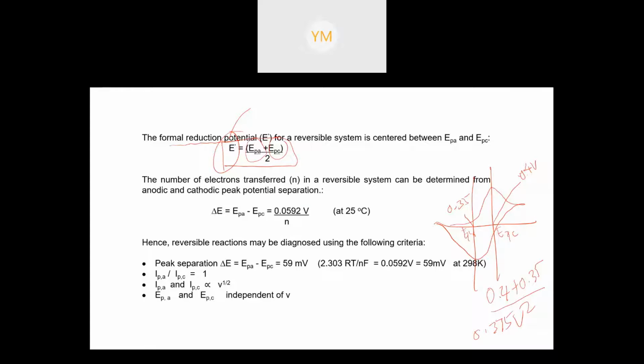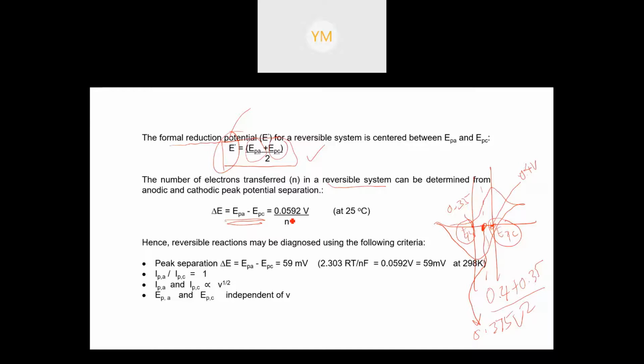Okay, so you should check this first. The formal potential for a reversible reaction: get this value and plus this value, divide by 2. So the middle here, somewhere here, this value is E formal. It is at equilibrium. Either the process wants to oxidize or reduce at the middle. So the number of electron transfer in a reversible reaction can be determined from the gap between EPC and EPA.